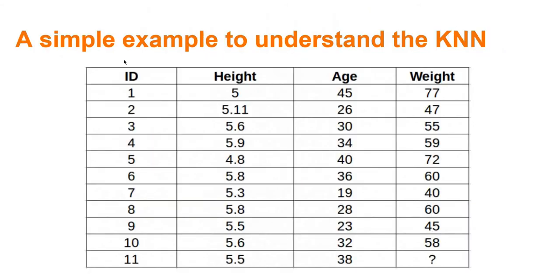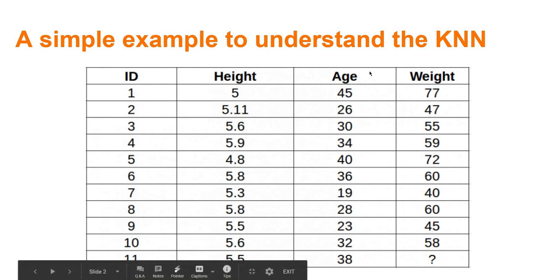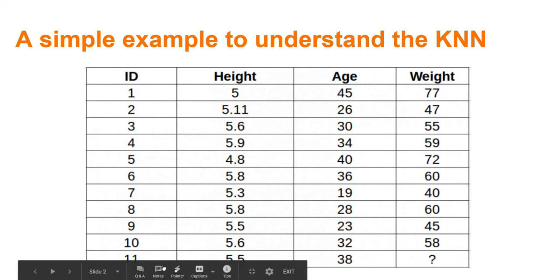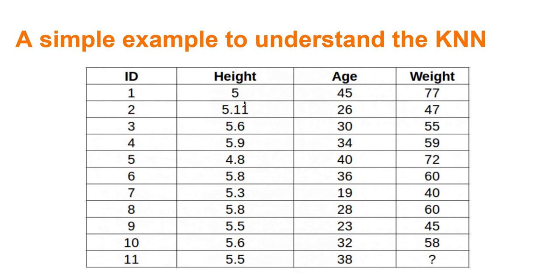So now let us understand KNN in a simple way. Let's suppose we have ID, height of person, age of person, and weight. You can see in the row with ID 11, we have weight as a missing value. We want this weight to be predicted, and it can be done based on the data of height and age. So how can we do so? With the help of KNN.